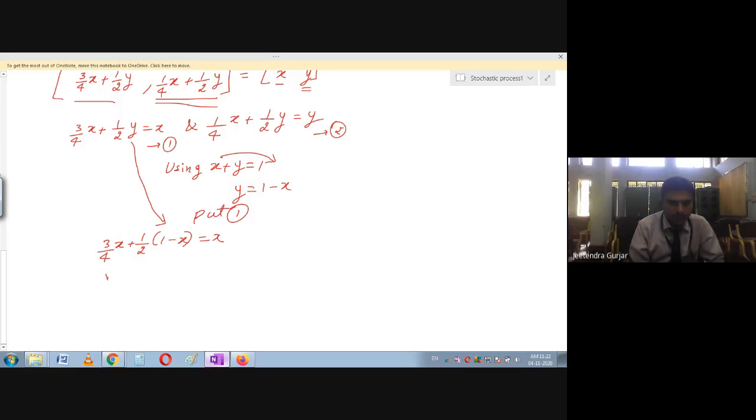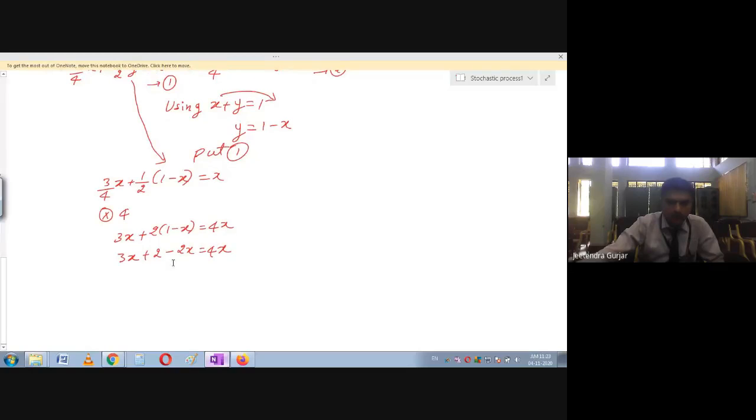So I'm just going to multiply by 4 everywhere. If I multiply here, 4 will get cancelled. We get only 3x plus. If I multiply here, 4 upon 2 means here it will be 2. This is equal to, here also I'm going to multiply by 4. So I'm going to get here 4x, students. Now you can simplify this. This is 3x plus 2 into 1 is 2, minus 2x, is equal to 4x, students.